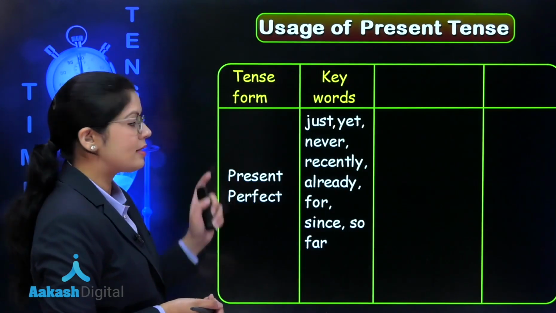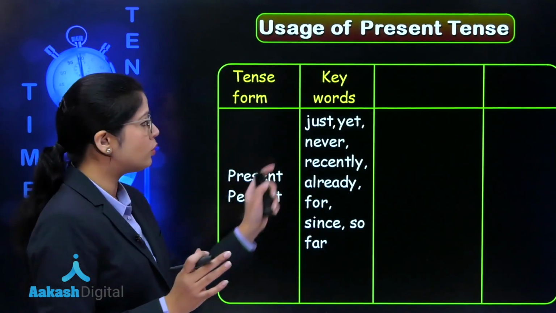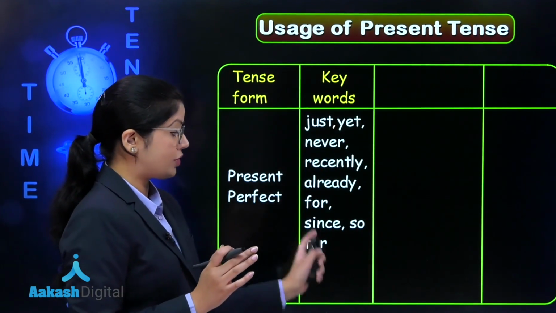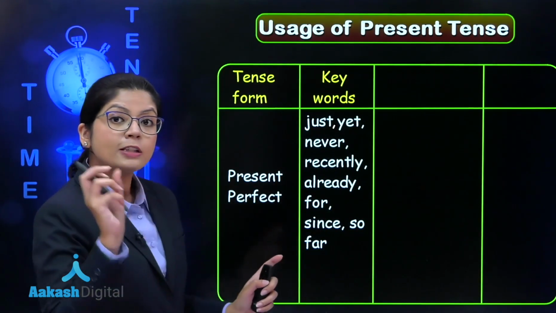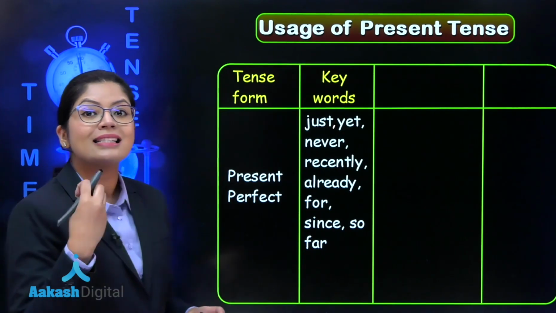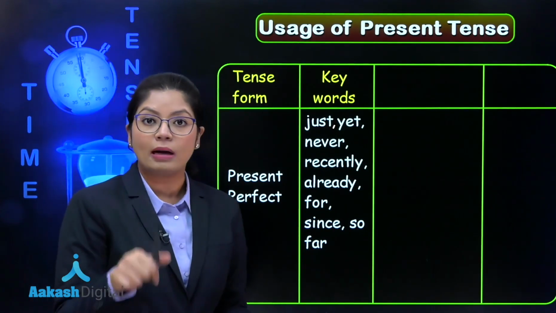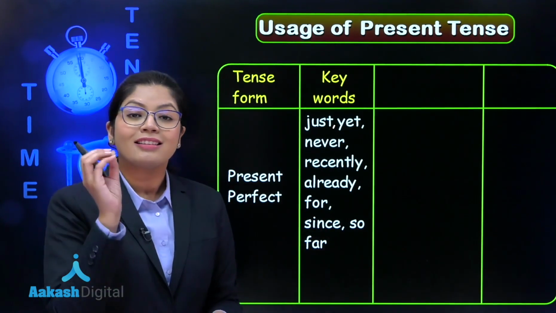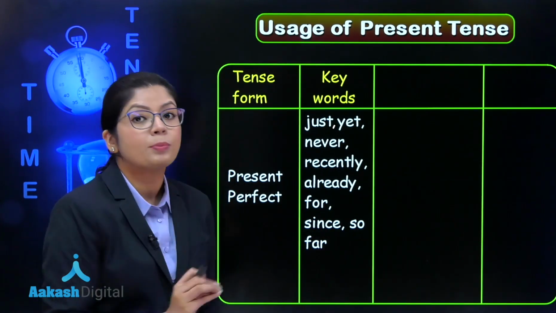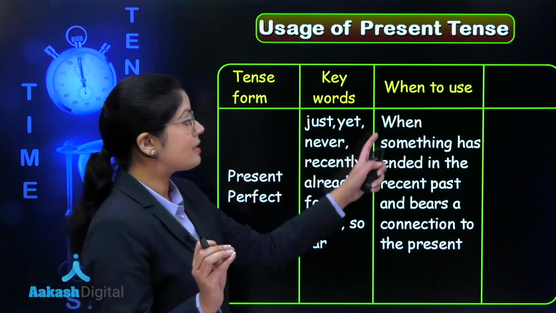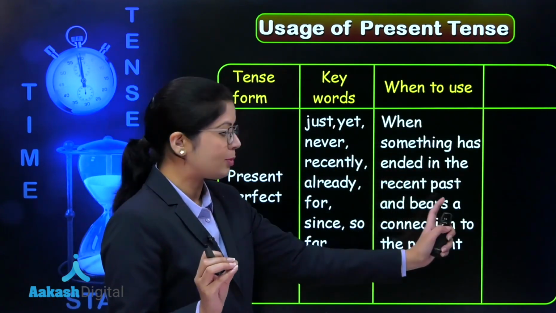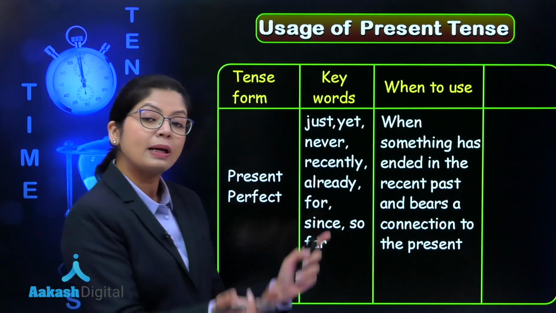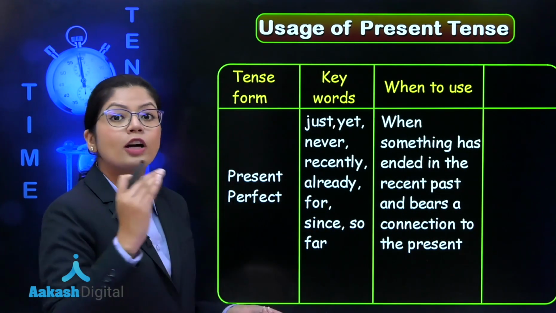Next we have present perfect. What are the clue words? Just, yet, never, recently, already, for, since, so far. These words point out that the action has ended. Now I know you will wonder, if it has ended, why is it not past tense? Why is it present tense? The reason why we call it present perfect is because when something has ended in the recent past and bears a connection to the present, then it becomes present perfect and not past.